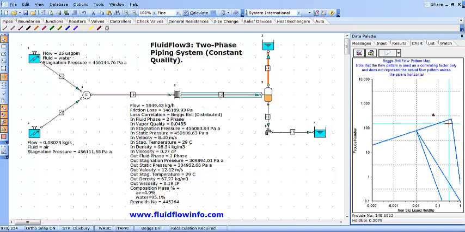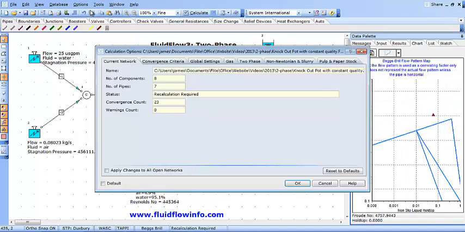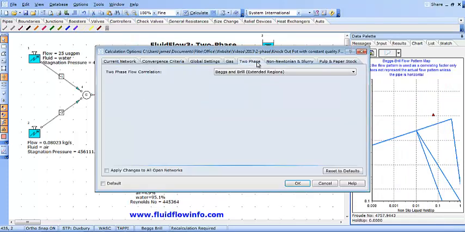FluidFlow also allows you to select from a range of two-phase pressure loss correlations, which can be seen by selecting Options, Calculation and the Two-Phase tab. Now we just select the drop-down menu.